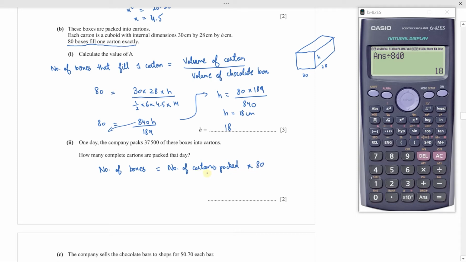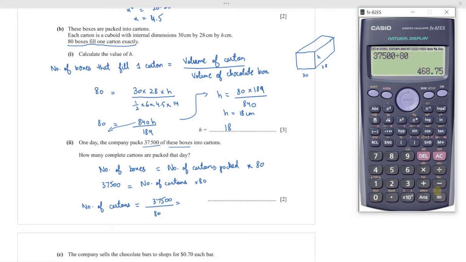So if you multiply 80 by the number of cartons packed, you will get the total number of boxes that you have packed. So the company packs 37,500 of these boxes. So 37,500 equals the number of cartons packed multiplied by 80. So the number of cartons equals 37,500 divided by 80.